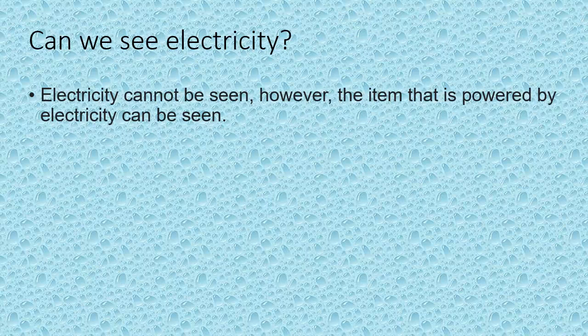So can we actually see electricity? The movement of electricity itself cannot be seen, but the item that is being powered by the electricity can be seen, such as a light bulb. So you can't physically see that electrical current moving through the wires, but you can see the output in this case, which will be the bulb. And that's what we're going to do.